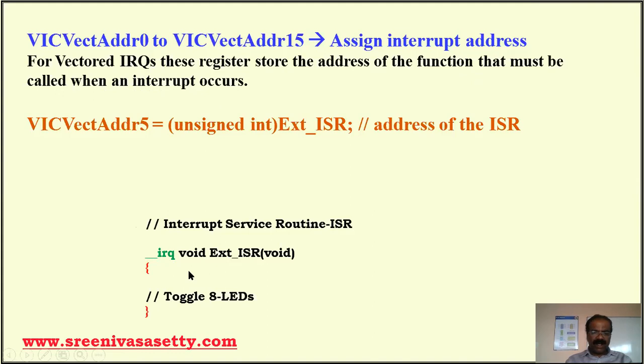Okay, so we know that this is your ISR. It may be toggle 8 LEDs or any other function. We have to get the starting address of this ISR and write it into this register. In this example, we are using vector address 5, because we have 0 to 15 and you can use any as you like. Therefore, in this example, we are using vector address 5.